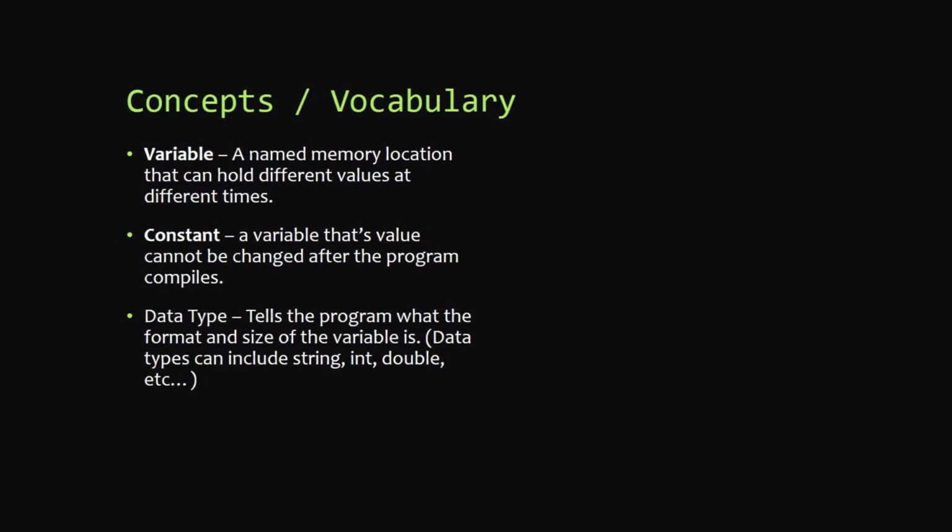The first thing we should talk about are variables. Variables are a named memory location that can hold different values at different times. This value can change depending on the circumstance unless we tell the program it is a constant. Now, a constant is a variable whose value cannot be changed after the program compiles, but it can be changed while you're still in development or while programs are not running. You can manually change the constant value.